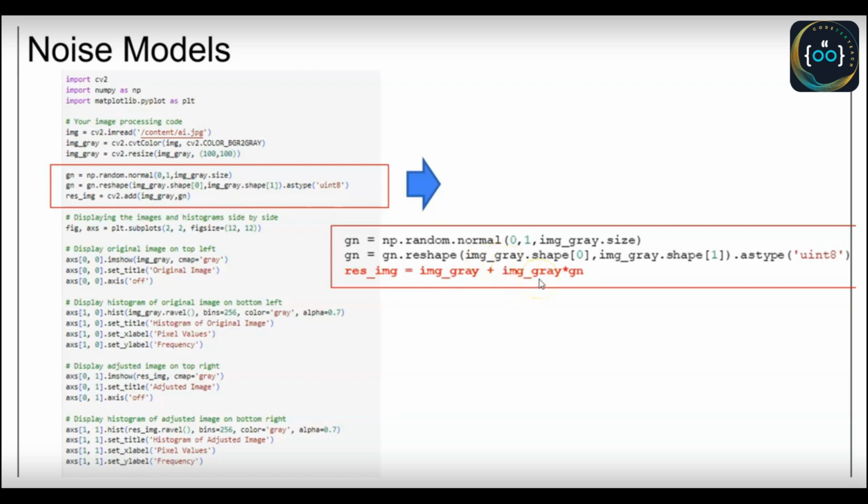img_gray times GN performs element-wise multiplication of the grayscale image and the Gaussian noise. This operation modifies the intensity of each pixel in the image based on the corresponding Gaussian noise value. As a result, this operation amplifies the pixel intensities rather than adding noise to them. If you want to add noise to the image, it is more common to add the noise directly to the pixel as we see here rather than this particular option.